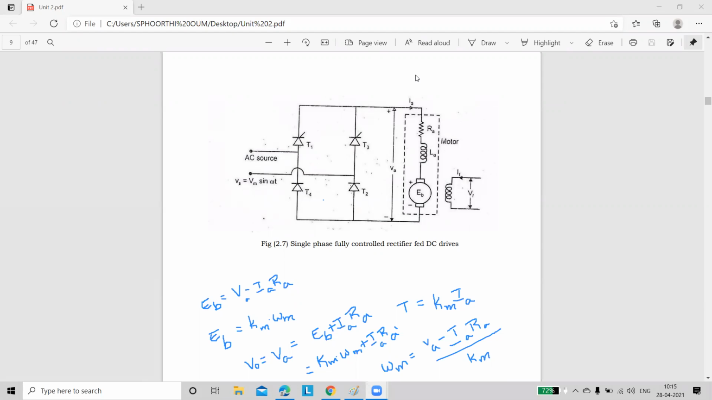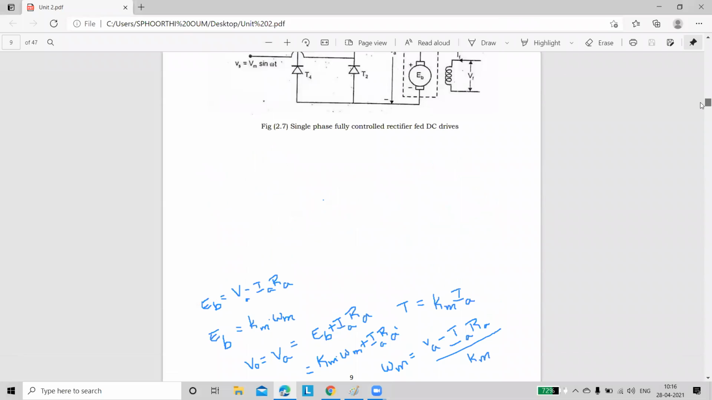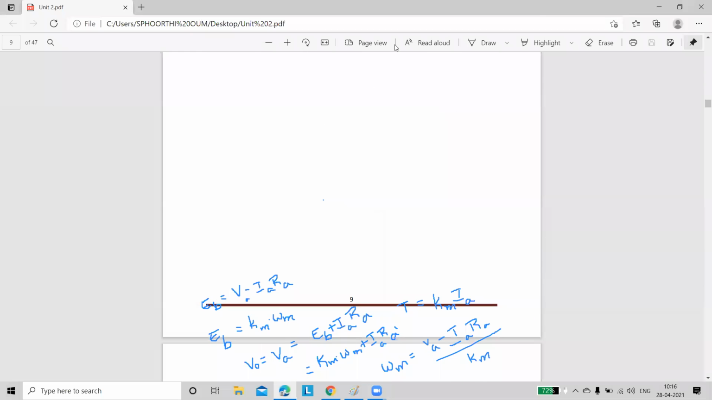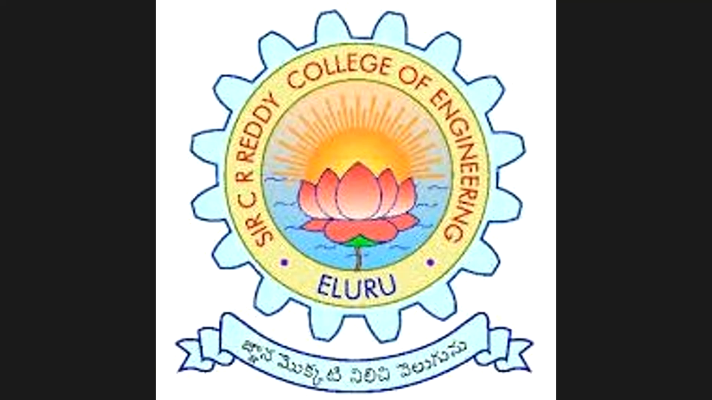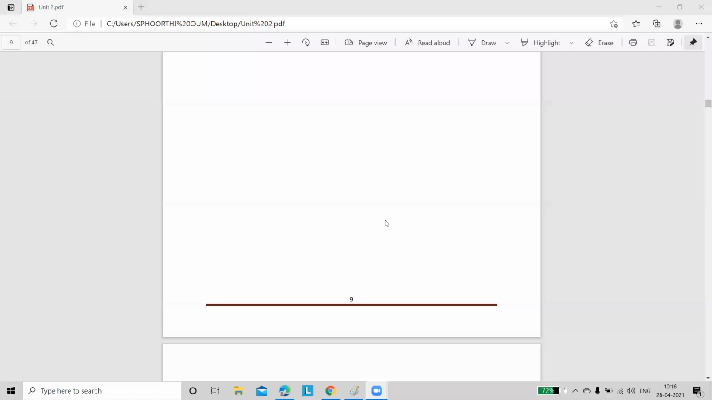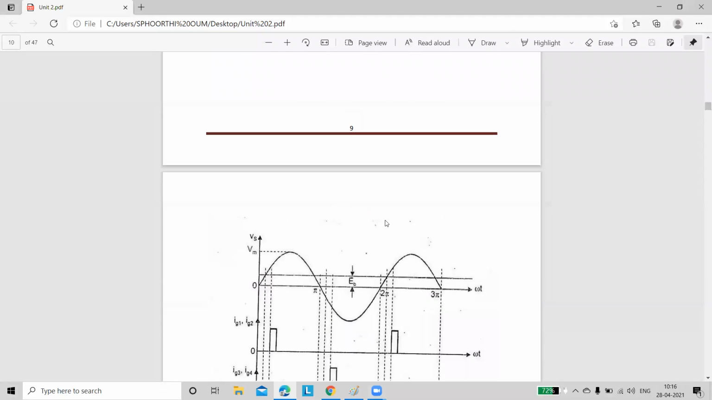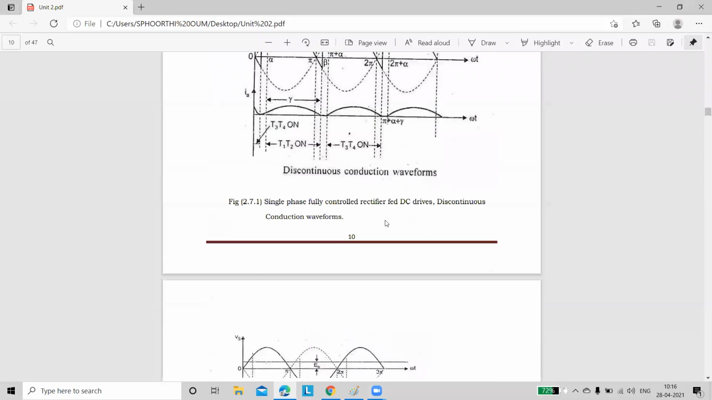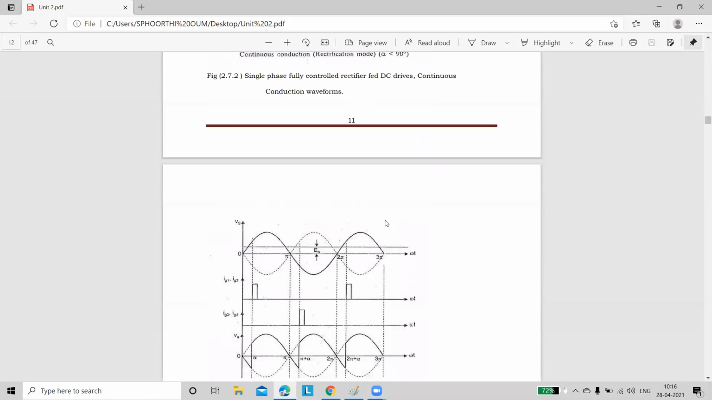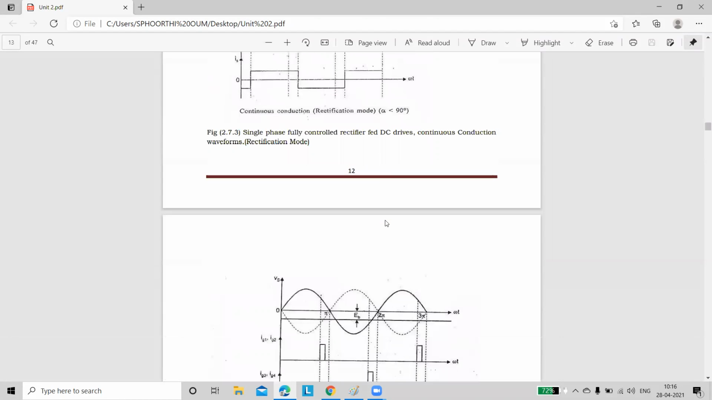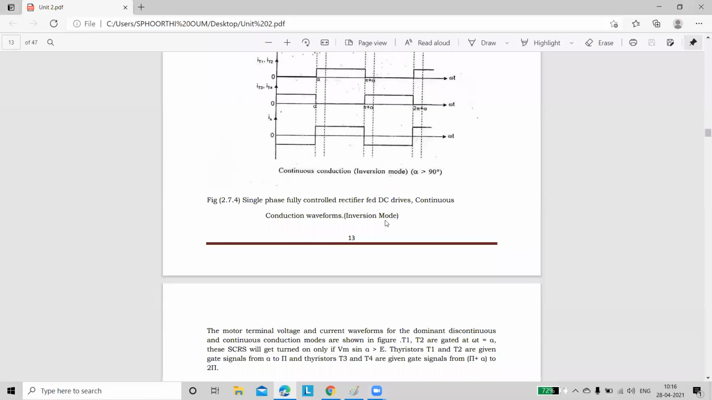Right. Actually in our previous classes, we have discussed the full wave rectifier for DC motor drive operation and the corresponding waveforms. Please wait, I will avoid all the annotations for you. Our next thing is, just see the waveforms. Actually we have discussed continuous mode, discontinuous mode and continuous mode, and continuous mode also less than 90 and more than 90.